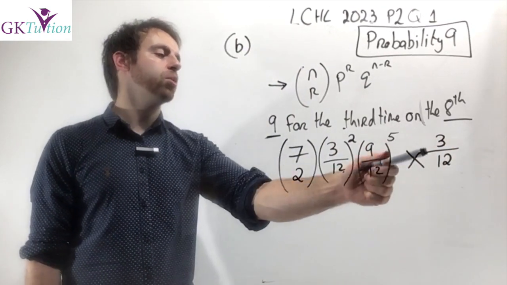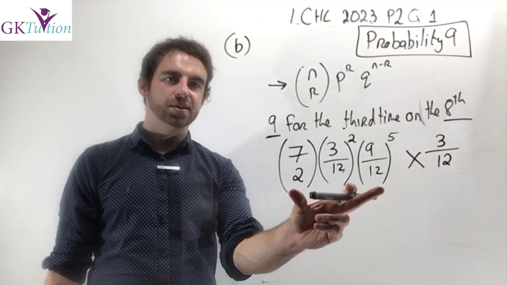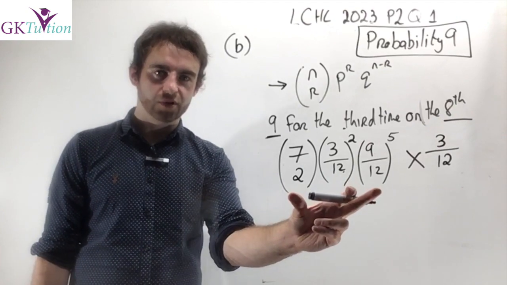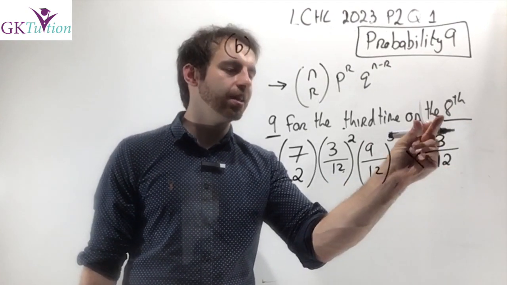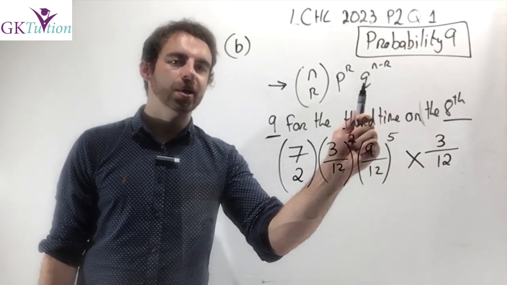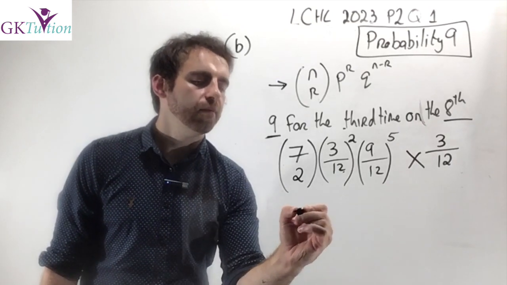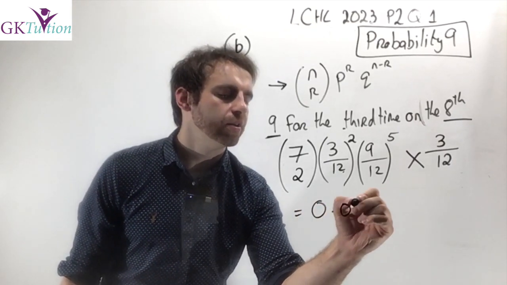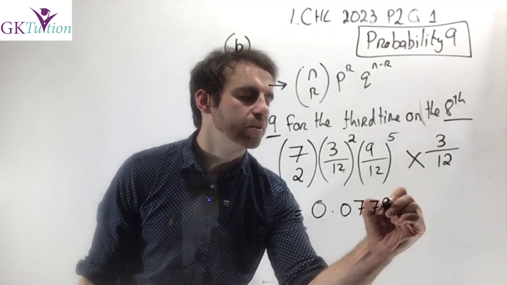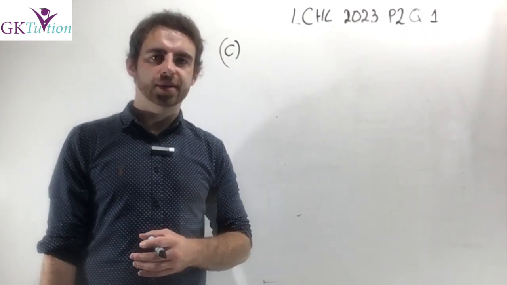And so that means we multiply by the probability of getting a 9, which is 3 out of 12. So this is the chance that he gets two 9s in the first 7 trials, and this is the chance that the 8th one is then another 9. In other words, the 8th time he plays this game is the 3rd time that he gets a 9. And if you plug that into your calculator, your answer works out as 0.0779.